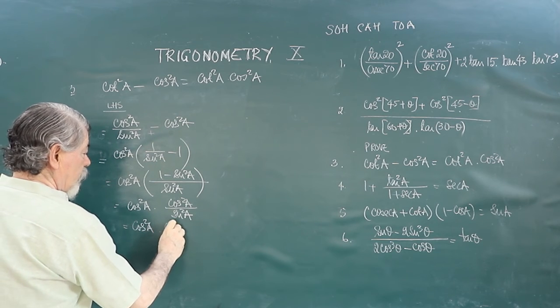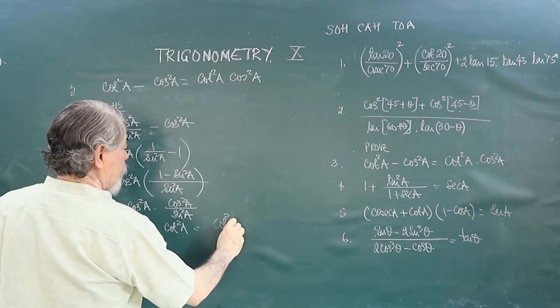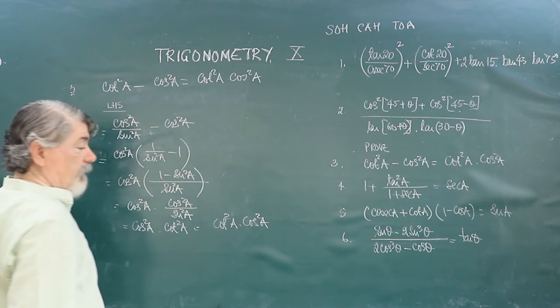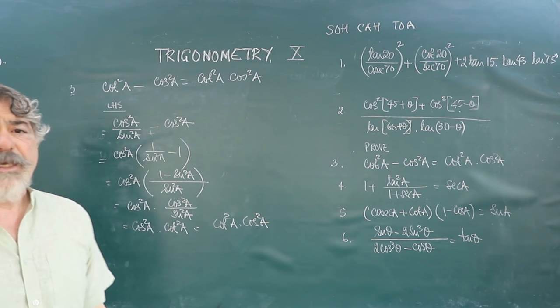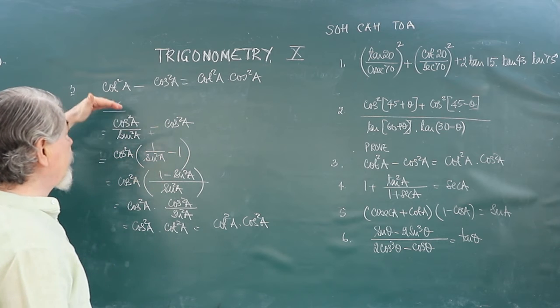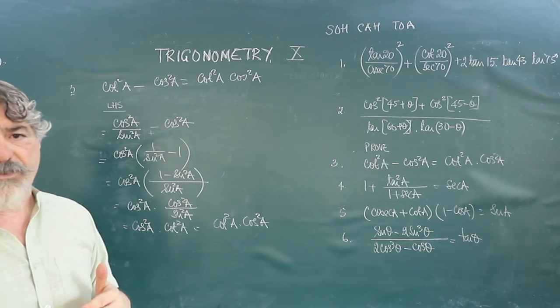So into cot square A, or if you want to write the same way, then cot square A into cos square A. Multiplication, there is no problem. A into B is B into A. So we got this cot square A as cos square A. What did I do? I changed cot square A to cos square A upon sin square A.